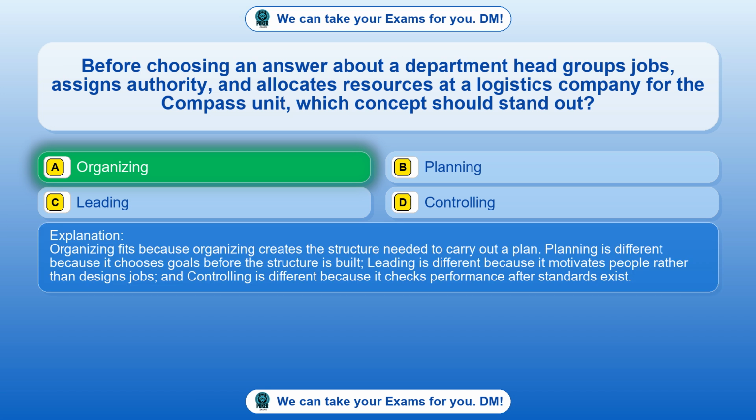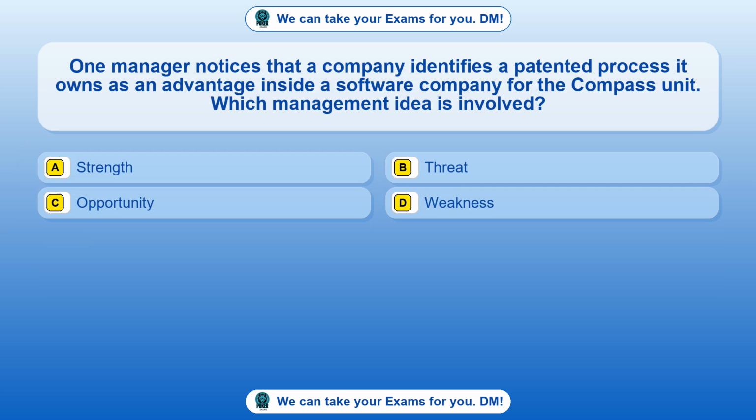Organizing fits because organizing creates the structure needed to carry out a plan. Planning is different because it chooses goals before the structure is built. Leading is different because it motivates people rather than designs jobs, and controlling is different because it checks performance after standards exist. Question 32. One manager notices that a company identifies a patented process it owns as an advantage inside a software company for the Compass unit. Which management idea is involved?